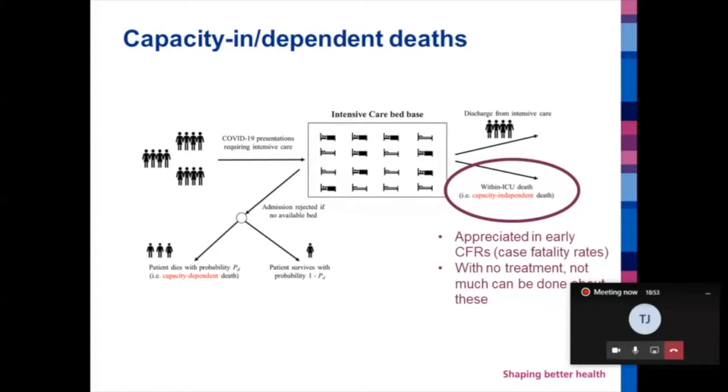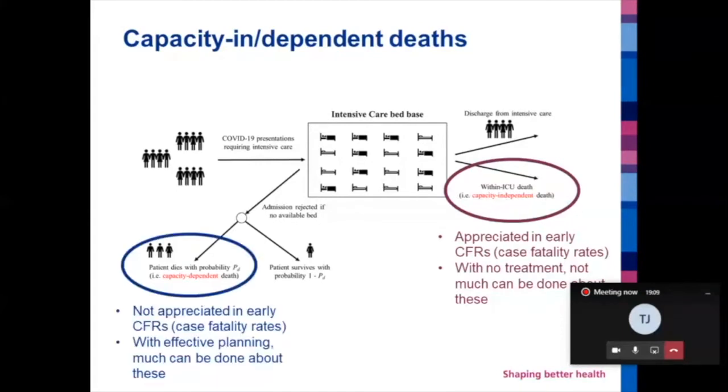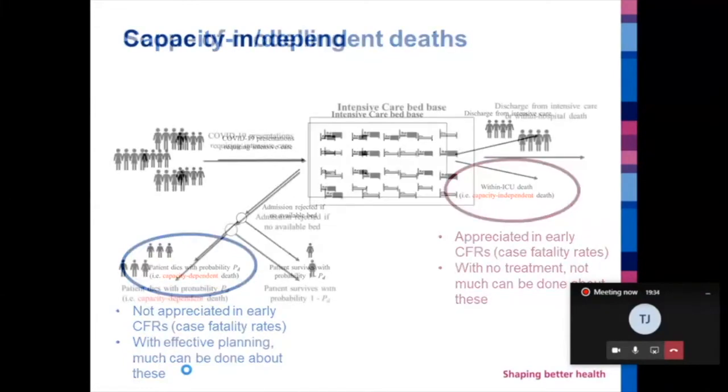Without any effective treatment, there's not much that can be done about these deaths, apart from making sure that people can get the bed that they need. On the other hand, the capacity dependent deaths over here are a function of the available bed base, amongst some other things, of course, the demand and the length of stay as well. But with effective planning at government level and local healthcare level in terms of the bed base and so on, there is something that we can actually do to affect these. So the scope of this modelling then is around this.